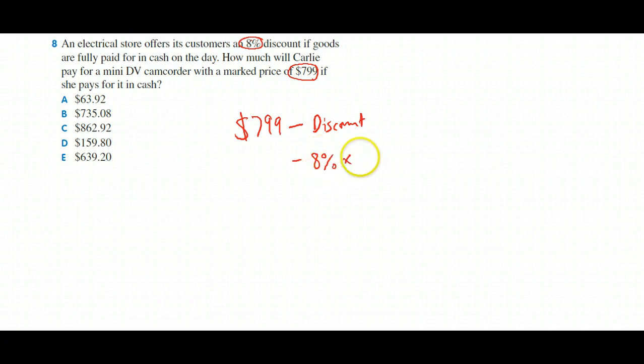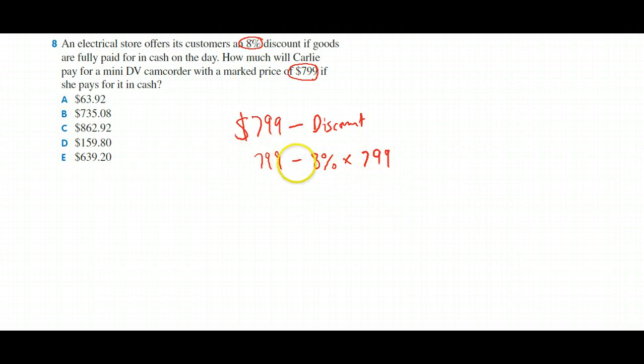Okay, in question 8 it says an electrical store offers its customers an 8% discount if goods are fully paid for in cash on the day. So we need to work out how much Carly will pay for a mini DVD camcorder with this marked price if she pays in cash. So she's going to pay $7.99 minus the discount, and the discount is going to be 8% of the marked price. So 8% times $7.99.